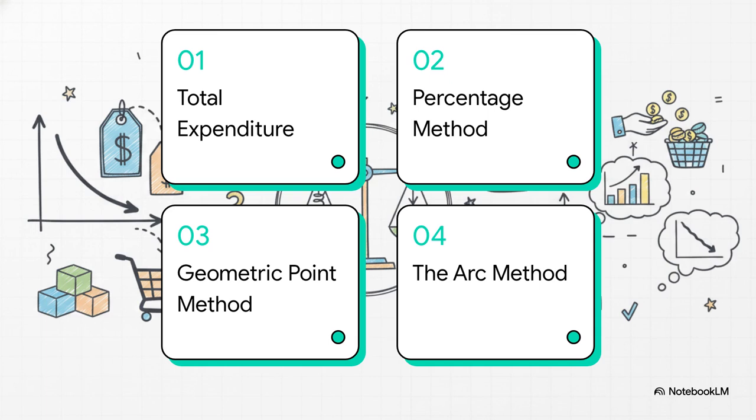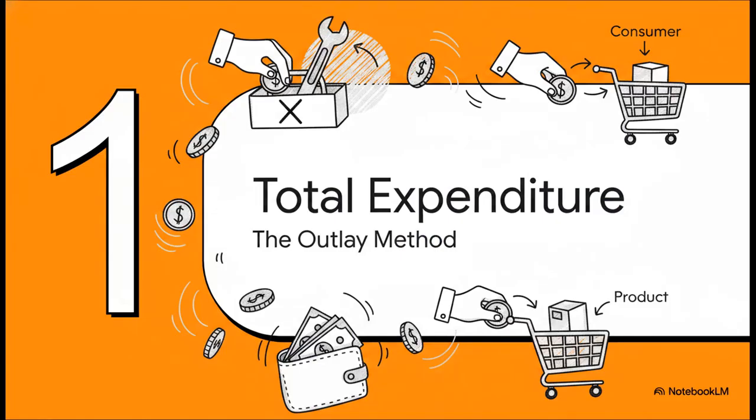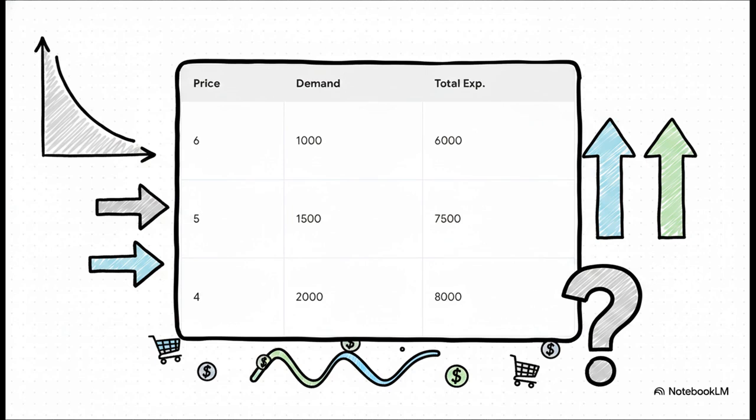Okay, let's dive into this. We are literally adding 4 distinct mathematical tools to your economic tool belt today. The total expenditure method, the highly precise percentage method, the geometric point method, and finally, the arc method. Let's kick things off with tool number 1, the total expenditure method, which is sometimes called the outlay method. This method is incredibly intuitive because it looks directly at the actual money leaving a consumer's wallet.